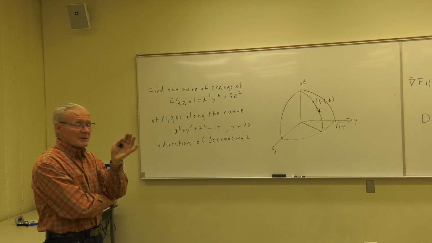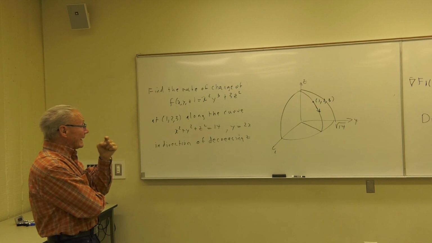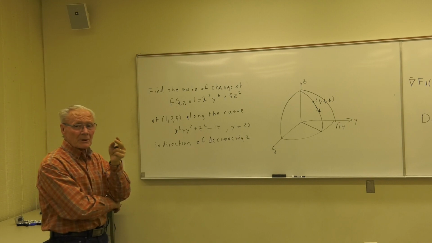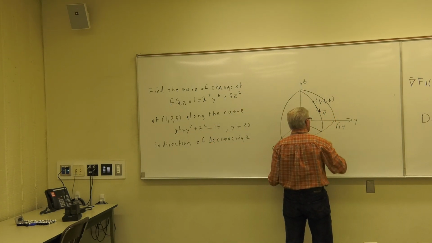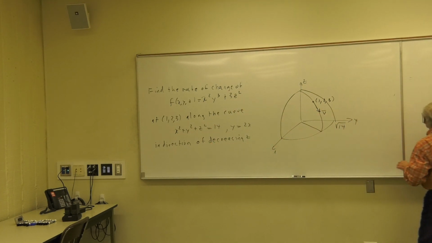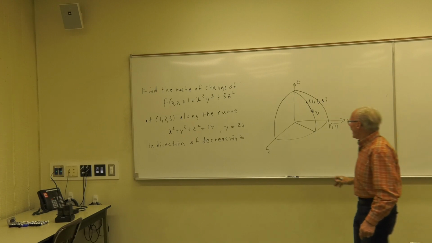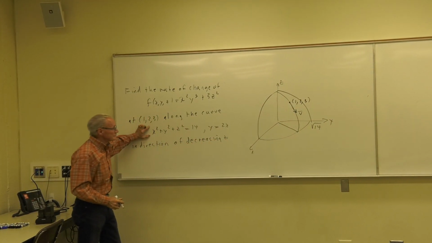Well, to calculate directional derivatives, we need three things. We need the point, we got it. We need the gradient, we can find it, and we need the vector v. The vector v is basically a vector tangent to the curve. When he says along the curve, what it really means is along the tangent vector to the curve. That's the direction.